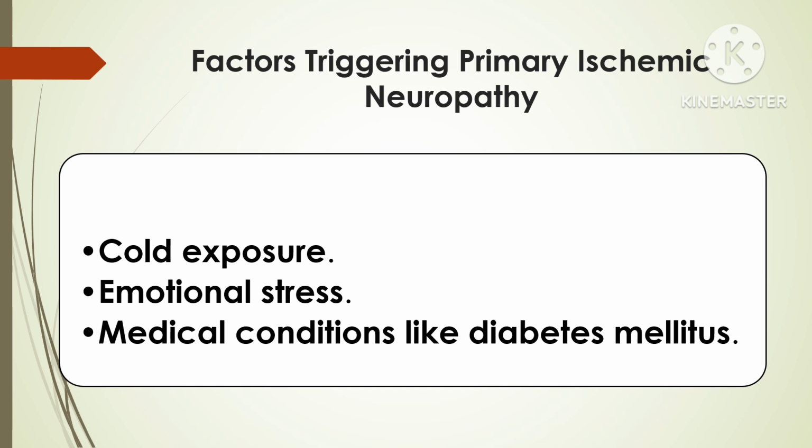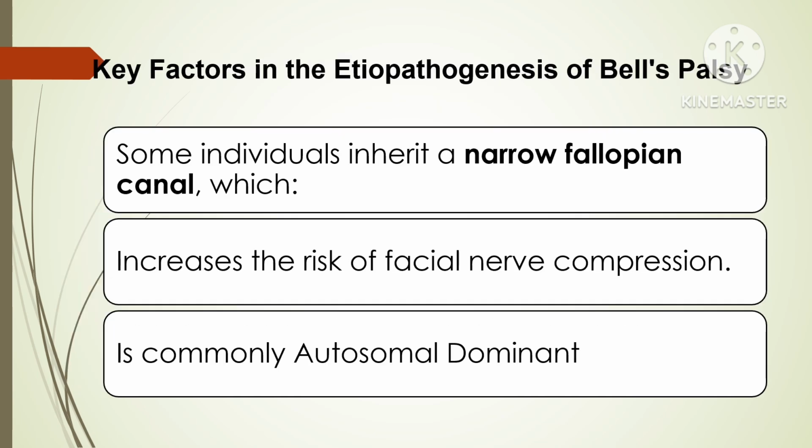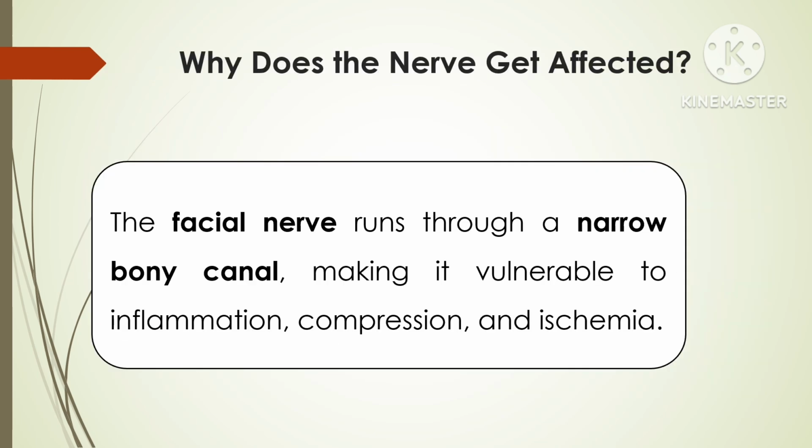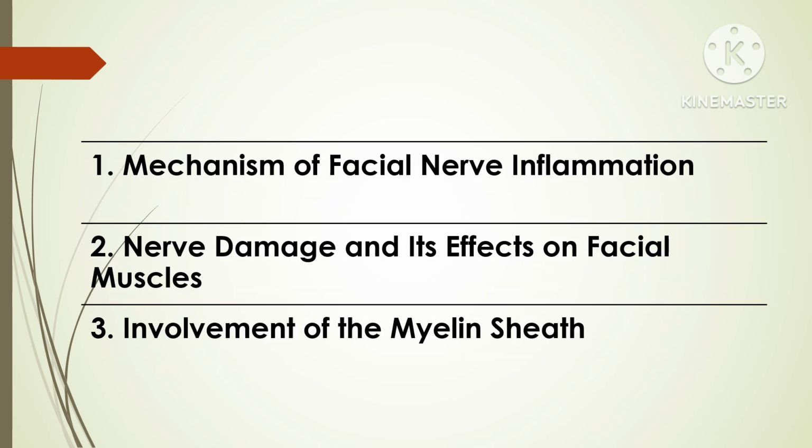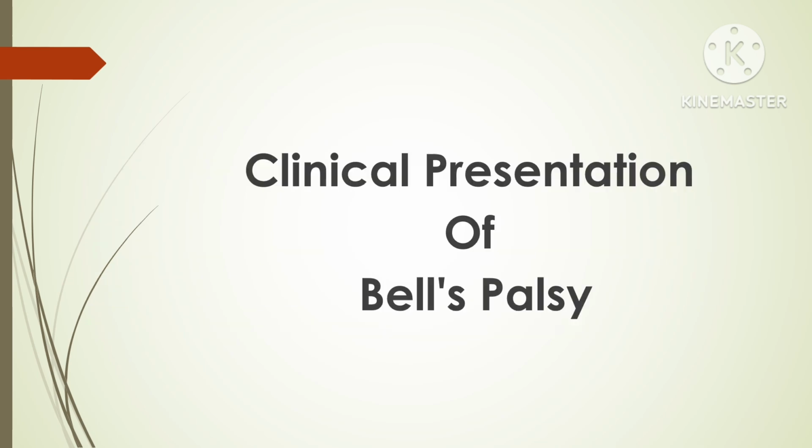Hereditary predisposition may also play a role in some individuals. Around 4 to 14% of the cases have inherited a narrow fallopian canal, inherited in an autosomal dominant pattern. This predisposes the facial nerve to compression even with minor inflammation.